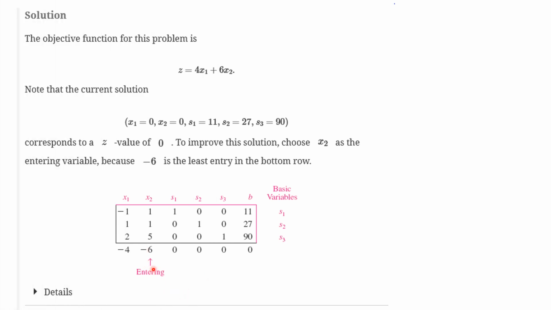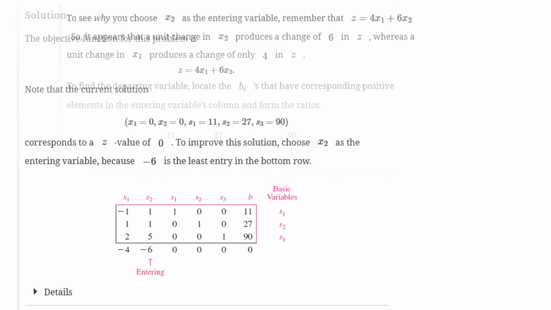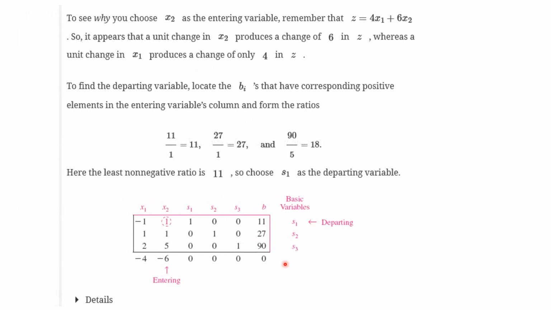So that means x2 is going to be entering, but now we have to decide which one of these basic variables is going to be leaving, and that's going to tell us our pivot element. Here we have our pivot column, and we have to figure out which one, S1, S2, or S3, is going to be departing. Okay, so we compute these ratios.